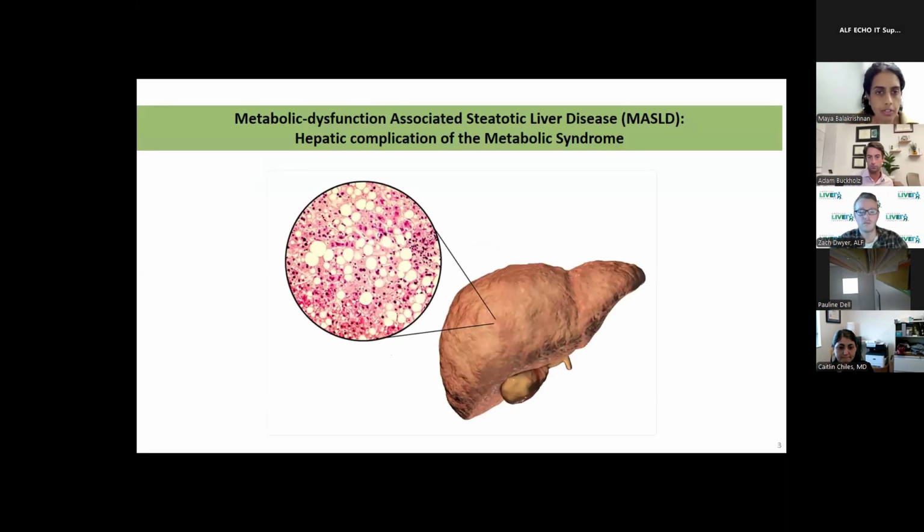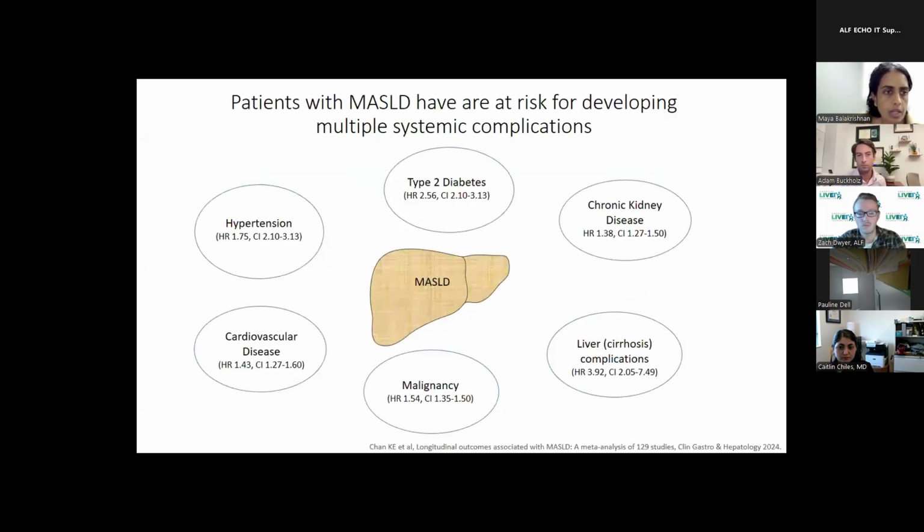First, MASLD, as he presented, is really a hepatic complication of metabolic syndrome. So it's steatosis in the liver that develops because of obesity, because of increased fatty flux to the liver due to obesity or because of insulin resistance. So it's very tightly correlated with having metabolic syndrome. And as such, patients who have MASLD are at risk for developing multiple systemic complications. And almost all of these are mediated by obesity or metabolic syndrome.